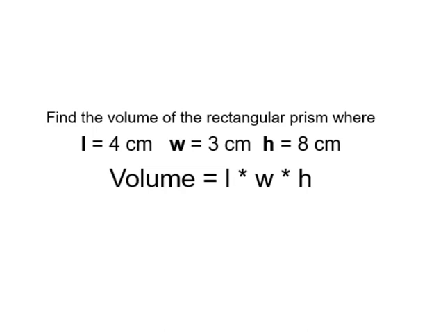Our first question says, find the volume of the rectangular prism where the length is equal to 4 centimeters, the width is equal to 3 centimeters, and the height is equal to 8 centimeters. The formula to find the volume of the rectangular prism is volume is equal to length times width times height.